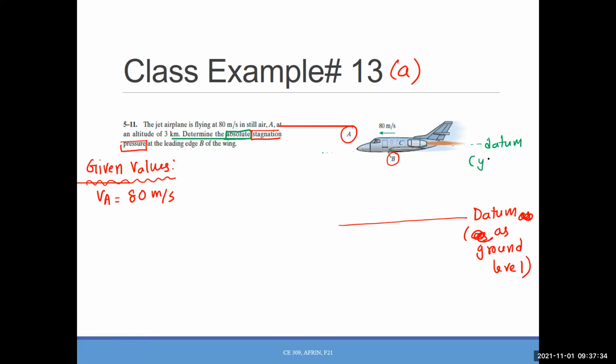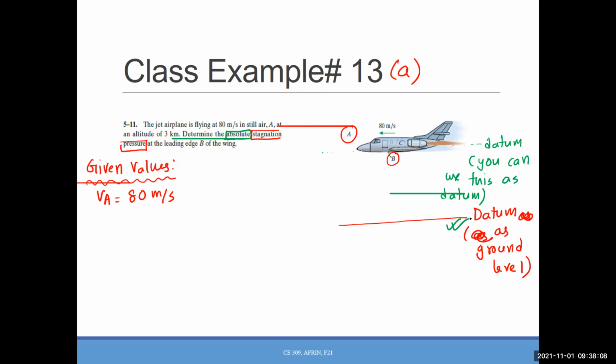So is point A a point on the plane? Point A is just the most front point of the airplane. Okay, so which one will we use as datum? You can use either the green one or the red one. The red? Okay, so we will use this one.